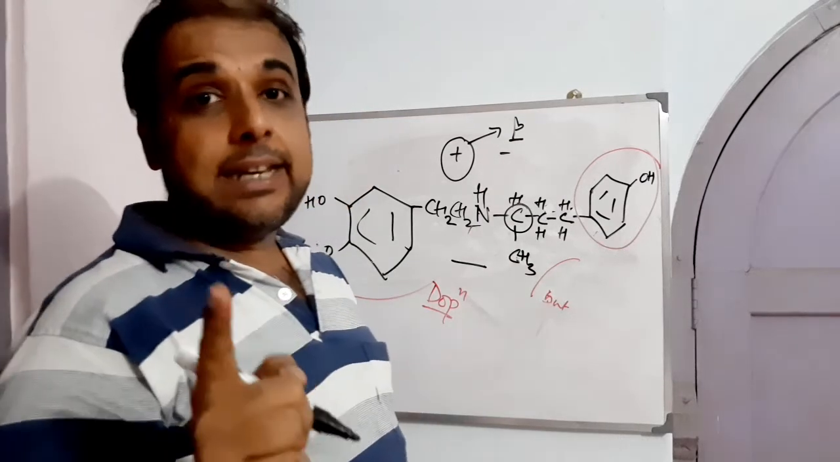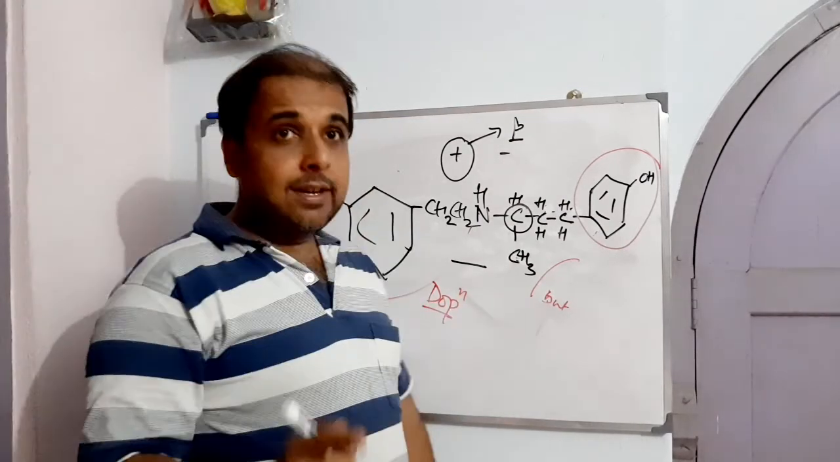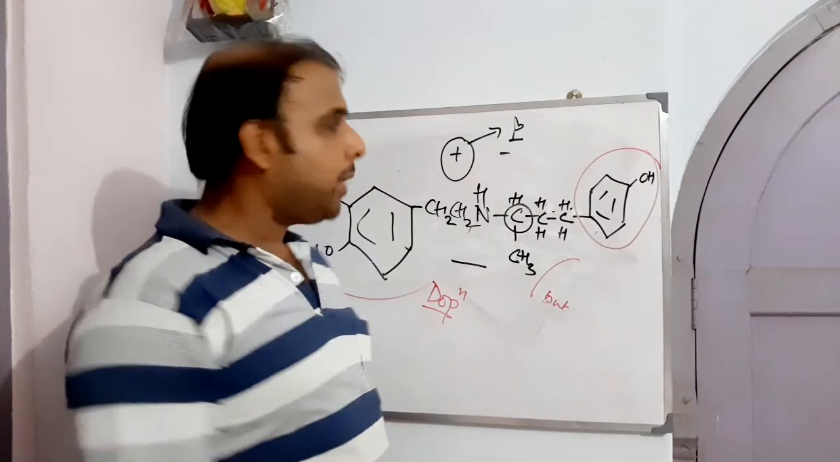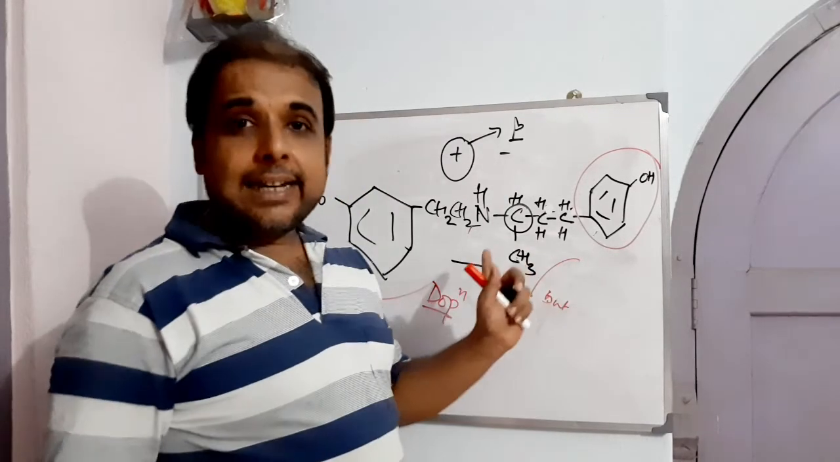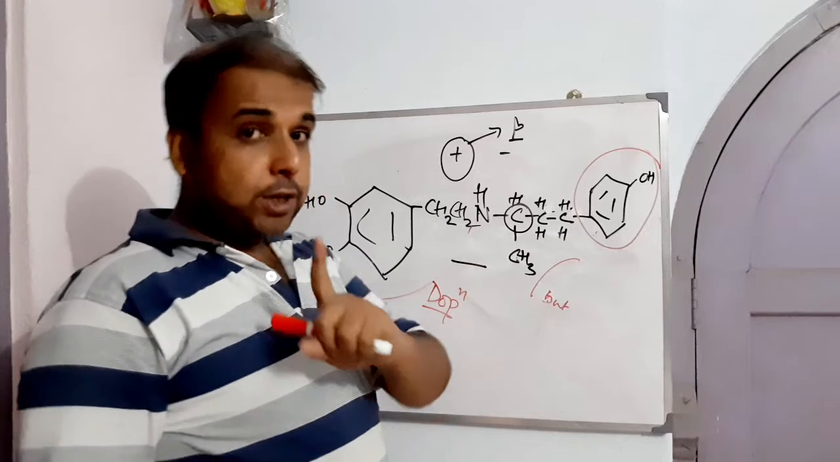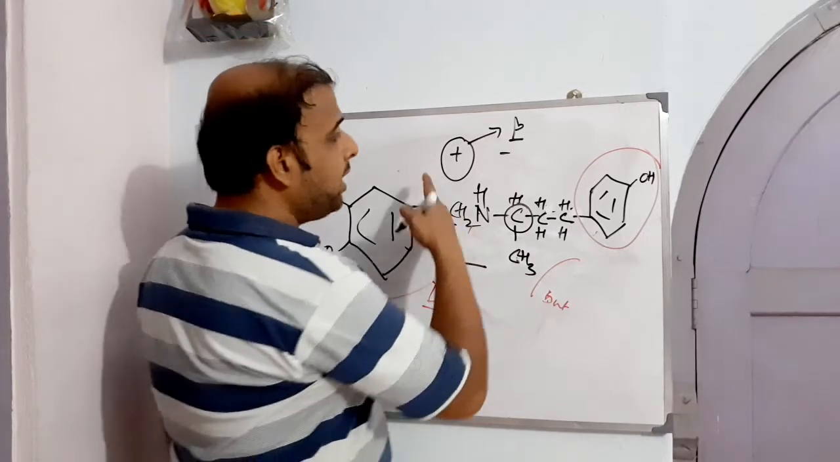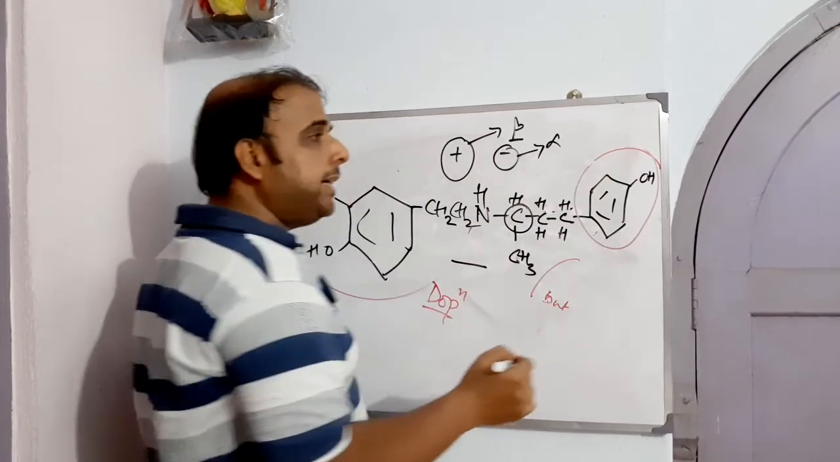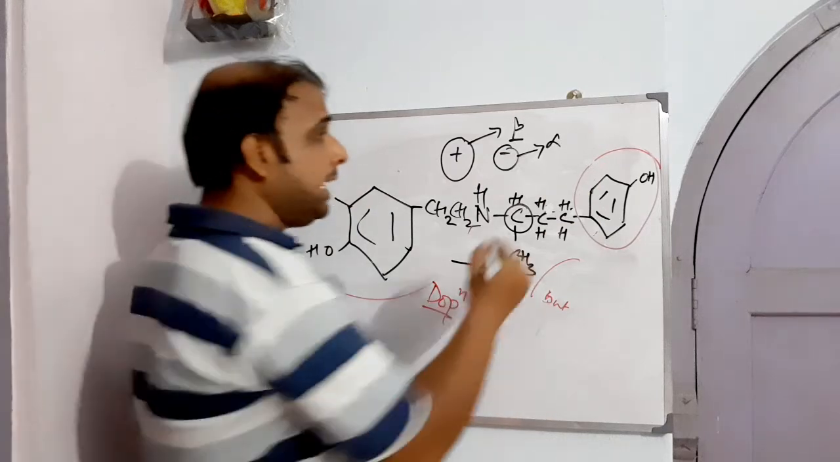Why? Because I am telling you that it is beta 1 receptor stimulation that causes what? Increase in force of contraction, right? Okay. And that is why we have categorized it as an inotropic agent, a positive inotropic agent. Okay, chalo. So positive, and it is the negative part that is developing an affinity towards alpha, preferentially alpha 1.